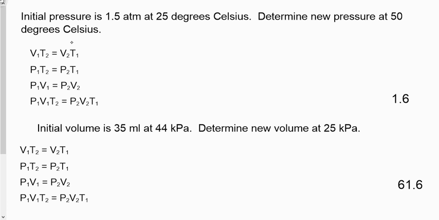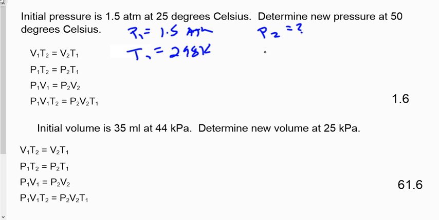Let's get started. A gas of initial pressure of 1.5 atmospheres, so I'm going to put pressure 1 equals 1.5 atmospheres at 25 degrees Celsius. So temperature 1, now remember you have to add 273 to that to get in the Kelvin, so that's 298 Kelvin. Determine the new pressure, so I'm going to say pressure 2 equals a question mark, at 50 degrees Celsius. So temperature 2, remember to add 273 to that, is 323 Kelvin.